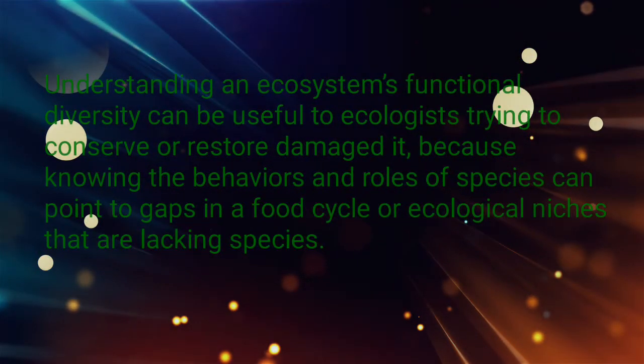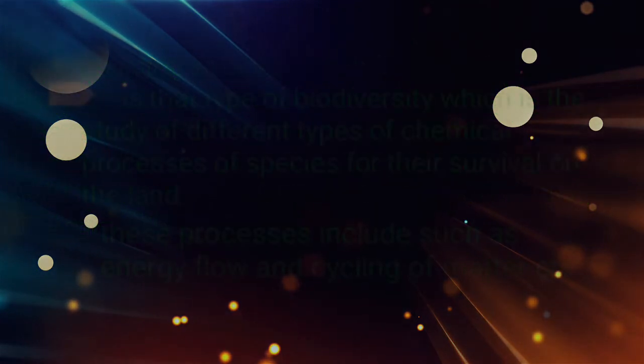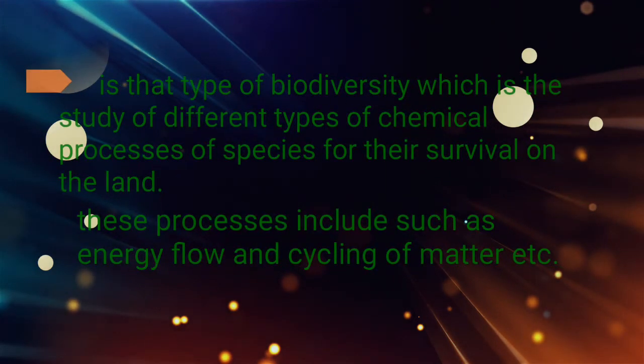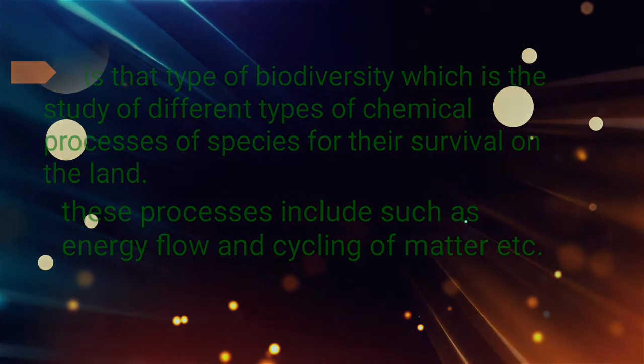Understanding an ecosystem's functional diversity can be useful to ecologists trying to conserve or restore a damaged one, because knowing the behaviors and growth of species can point to gaps in a food cycle or ecological niches that are lacking species. It is the type of biodiversity that studies the different chemical processes of species for their survival on the land. These processes include energy flow and cycling of matter, etc.